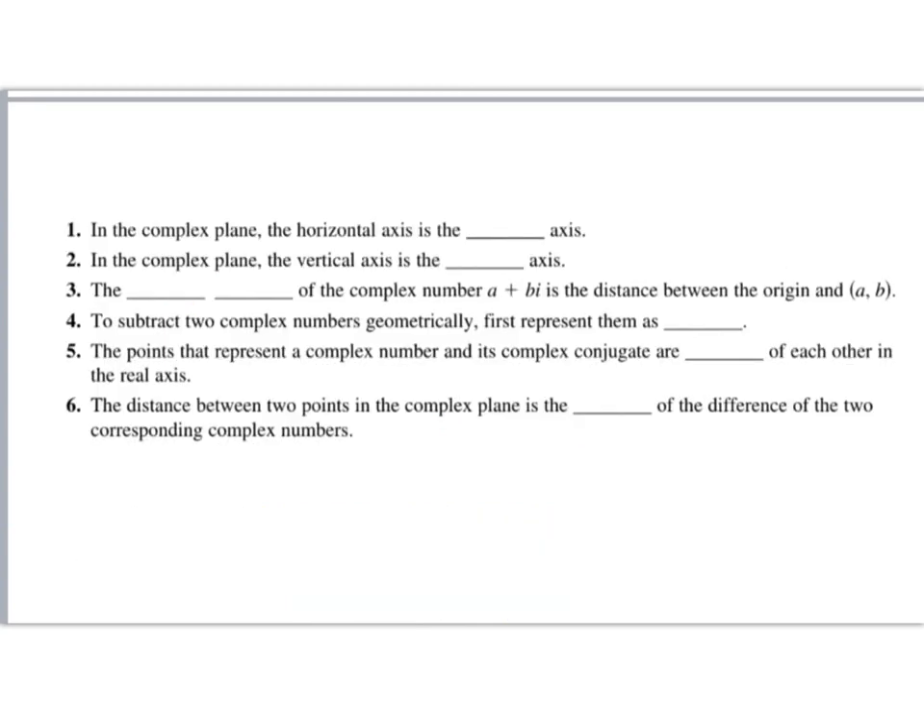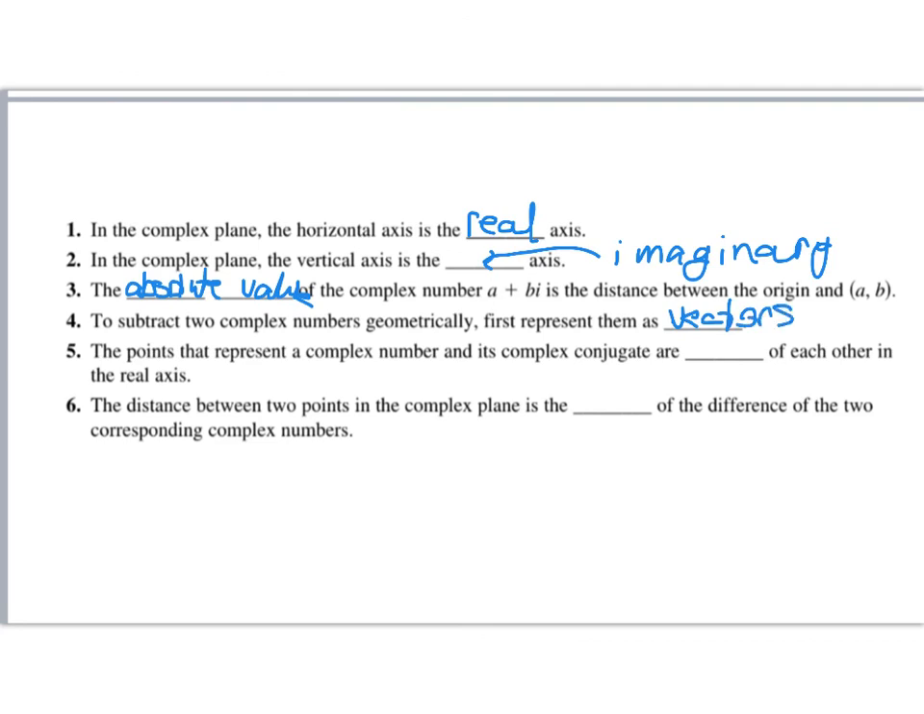All right, we are at the vocabulary portion. In the complex plane, the horizontal axis is your real axis, and the vertical axis is your imaginary axis. The absolute value of the complex number a plus bi is the distance between the origin and (a, b). To subtract two complex numbers geometrically, first you represent them as vectors. The points that represent a complex number and its complex conjugate are really just reflections over the x-axis, or the real axis, I guess we should say.